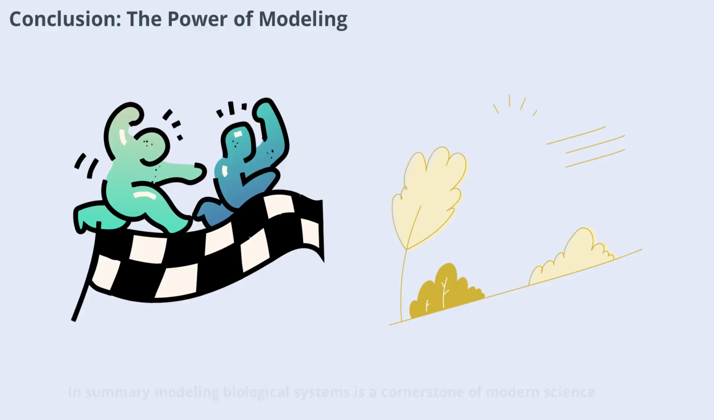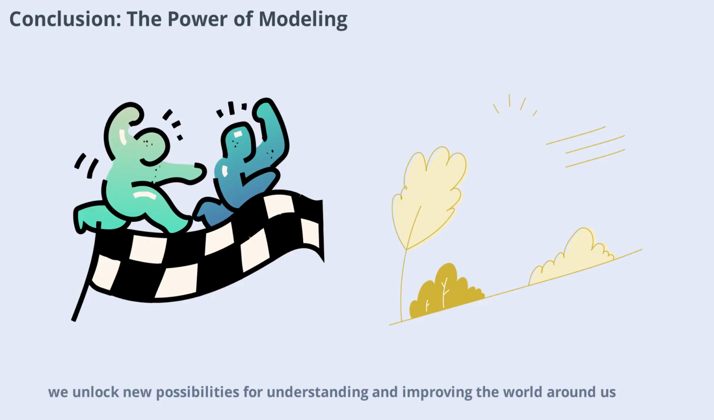In summary, modeling biological systems is a cornerstone of modern science. It allows us to explore the complexity of life, make predictions, and solve real-world problems. As technology advances, models will become even more integral to research, medicine, and education. By embracing modeling, we unlock new possibilities for understanding and improving the world around us.